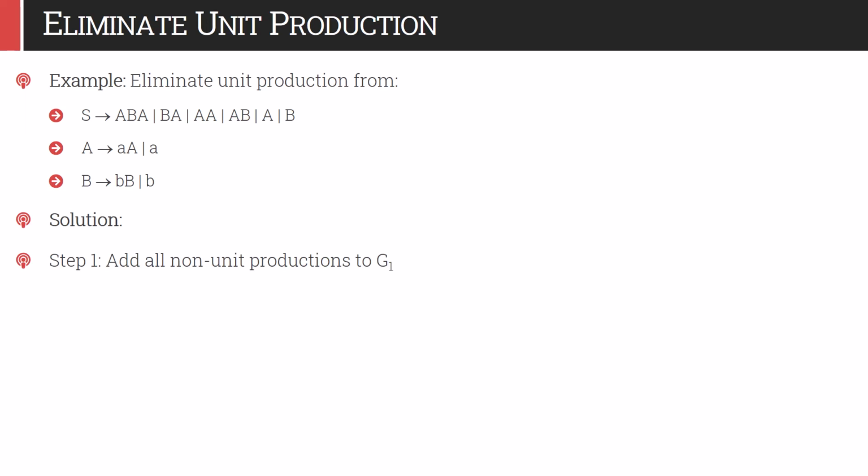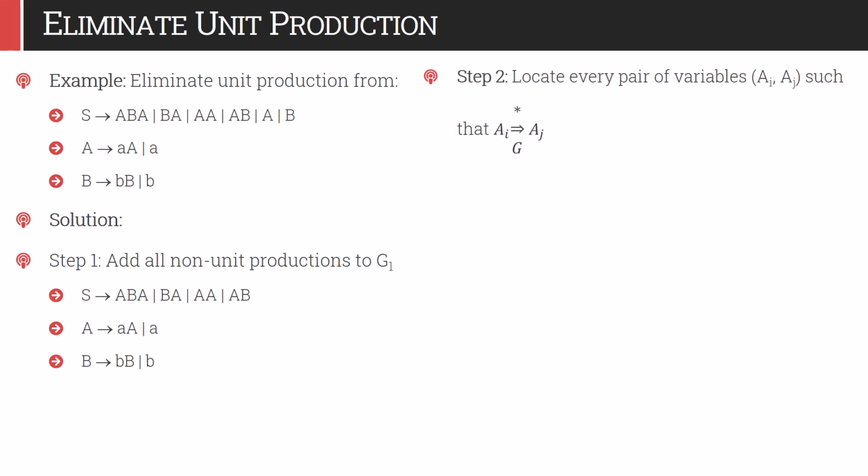Add all non-unit productions to G1. So only the first four productions of S we will add into G1. The productions of A and B do not have any unit production, so we will add them as they are. So this is the grammar G1 without unit productions in step 1. In step 2, we have to look at every pair of unit productions so that we can derive Ai to Aj. If we look at the production, we have a direct pair S gives A, and we also have a pair S gives B. So these are the two pairs of unit production.